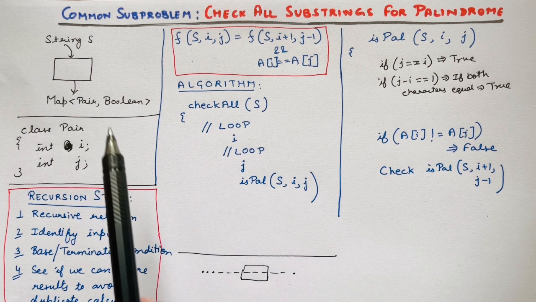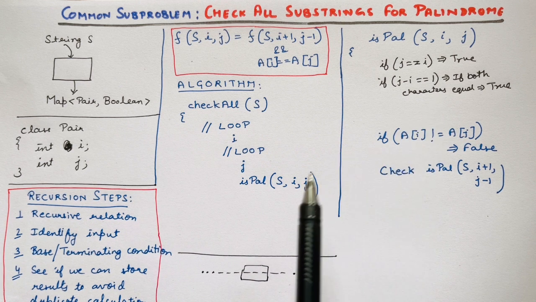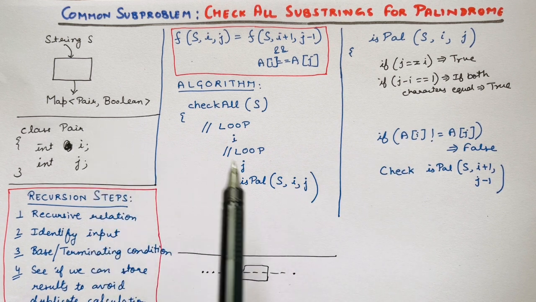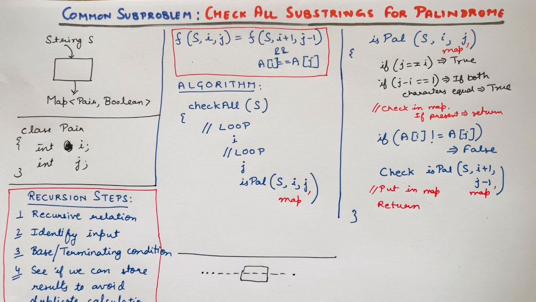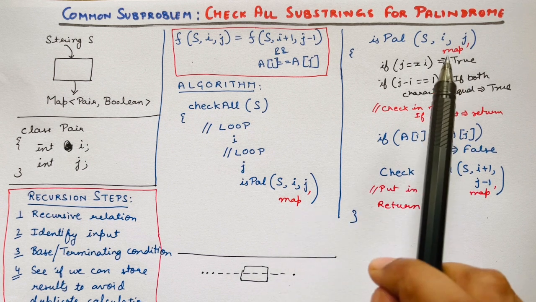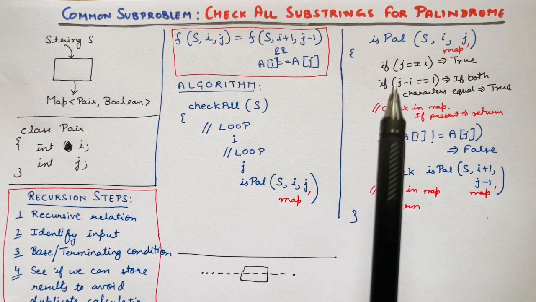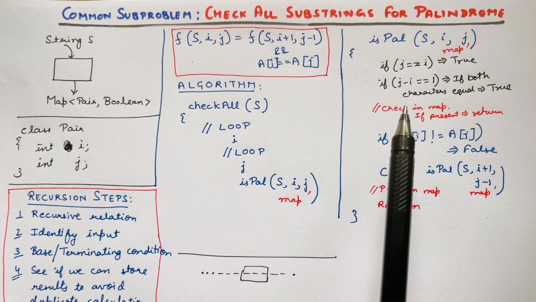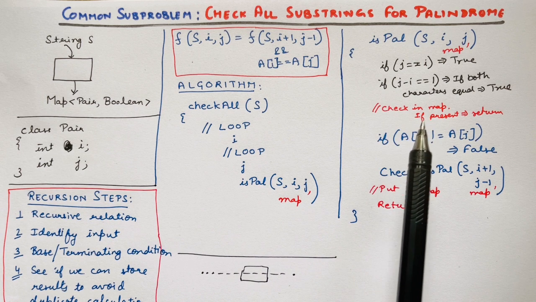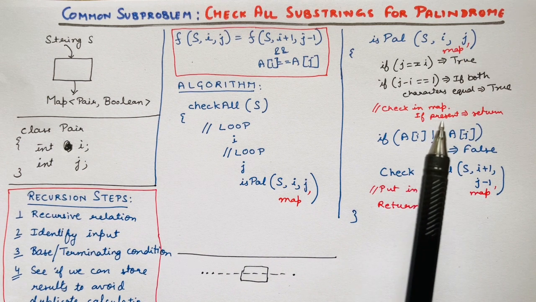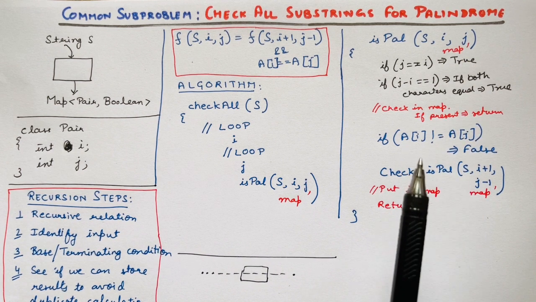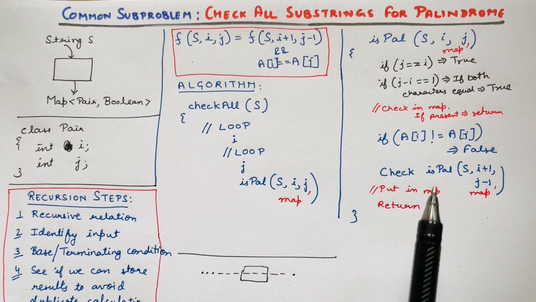So now since we have to use a map here, that means we have to use one more input other than S, I and J. So a map will also go here. So what have we done here? We have passed a map as input to this function, and after the terminating condition checks, we first check in the map if we have already calculated for I, j. If we have, then we directly return and we don't go through further calculations.